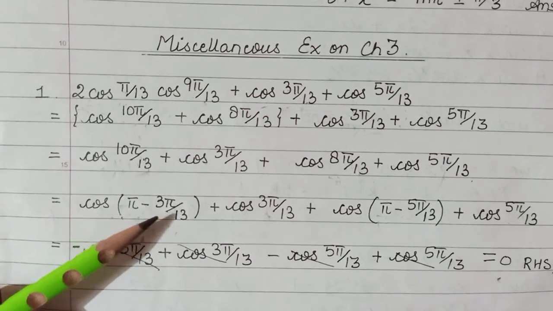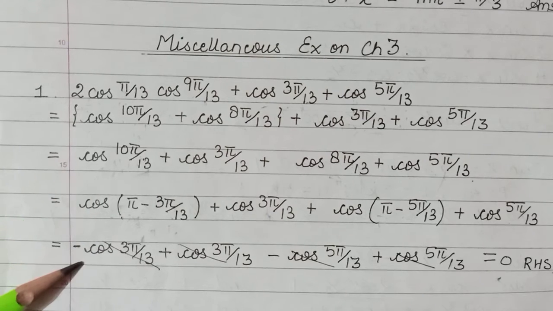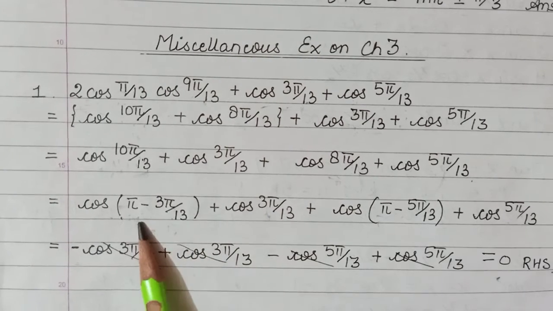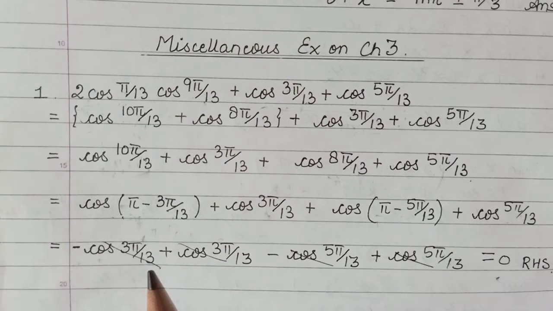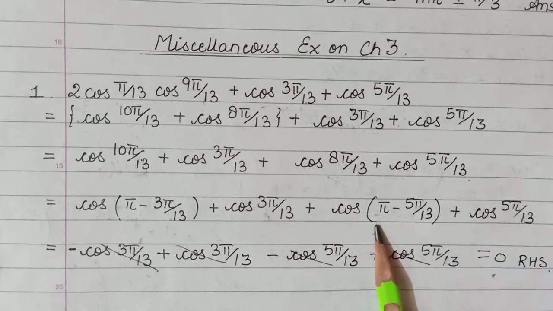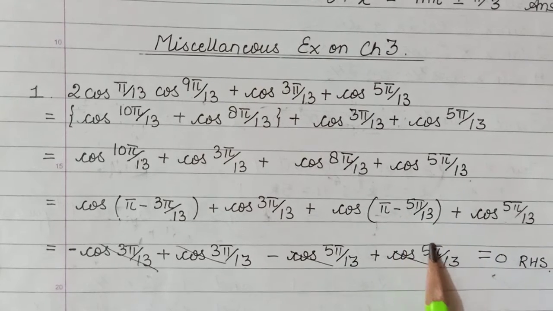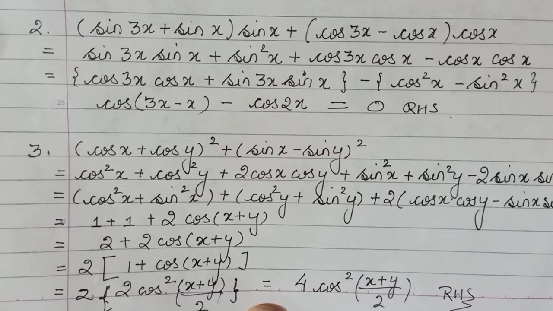Because of cos pi minus theta. So pi minus theta means it's going to the second quadrant. In the second quadrant, the cos ratio is negative. So cos pi minus 3 pi by 13 will become minus cos 3 pi by 13. So these two would cancel out. Same thing will happen here. This will become minus of cos 5 pi by 13 to balance this plus, and hence this is 0.